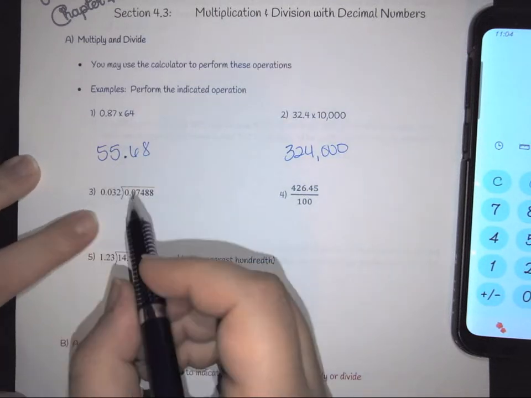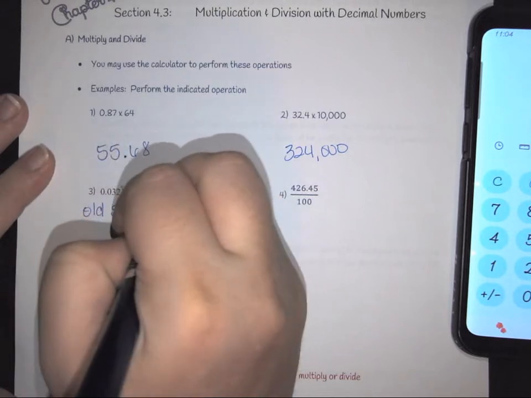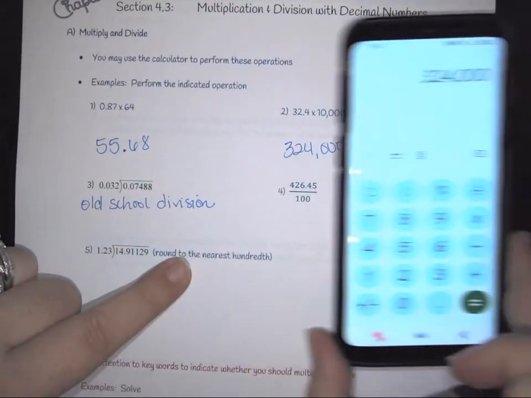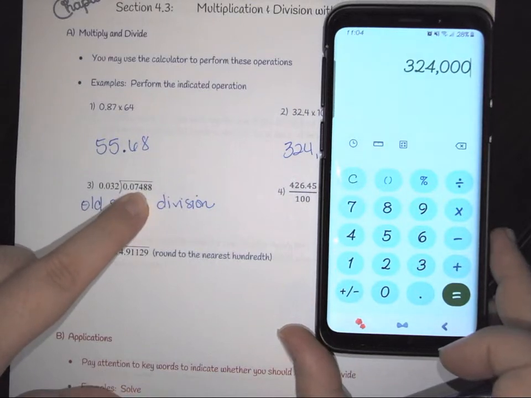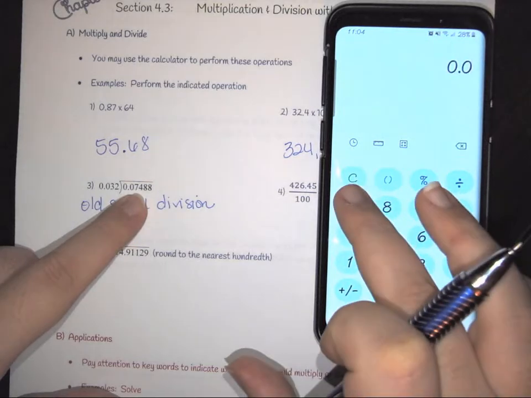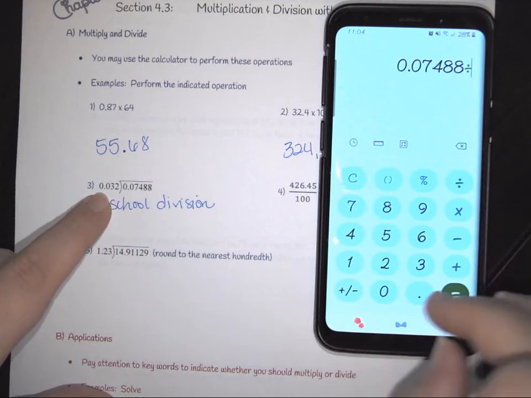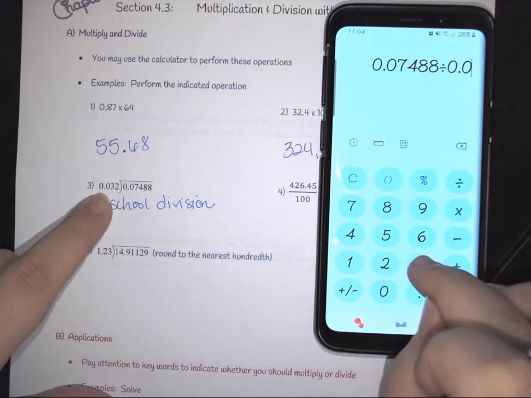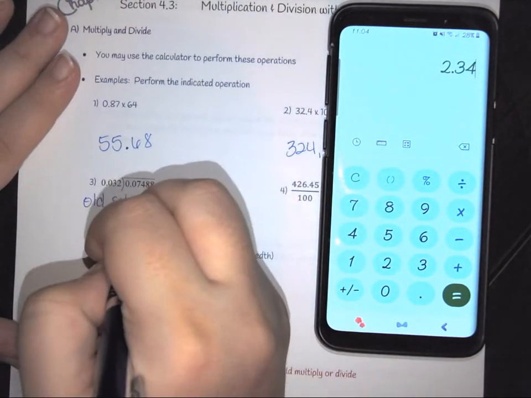Now this one, if you look at, is actually old school division. Again, you can use your calculator to do it. What you have to remember is that the number inside the division sign goes first, so 0.07488, and the number outside goes second, so divided by 0.032, and hit enter.